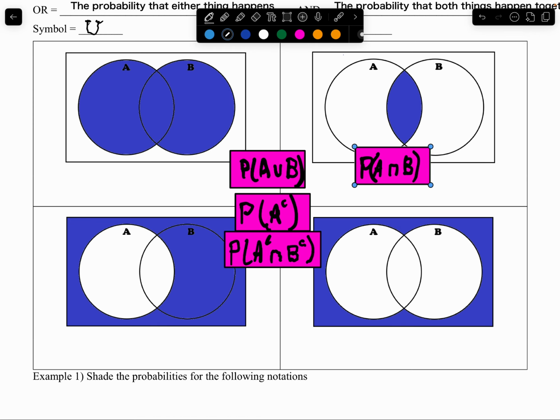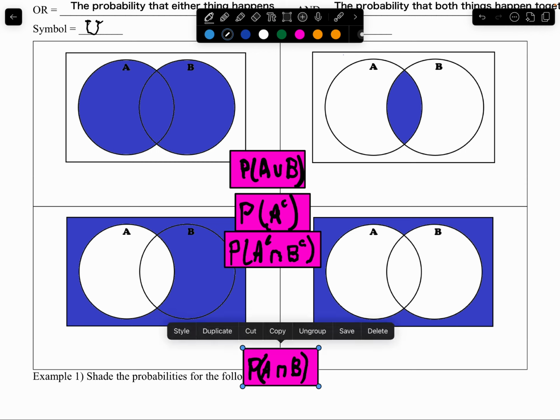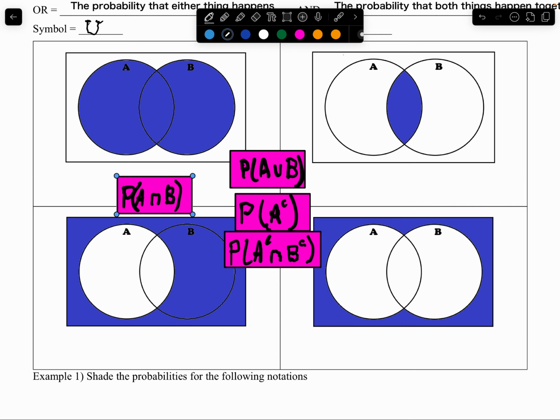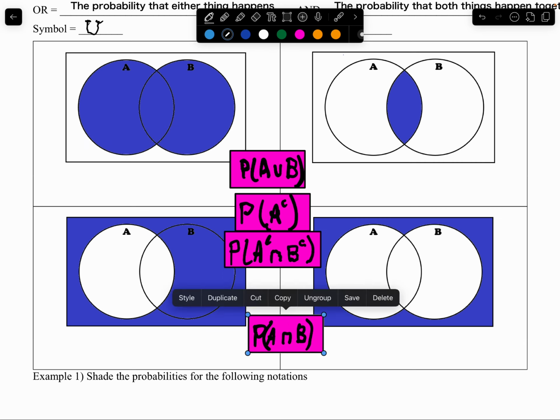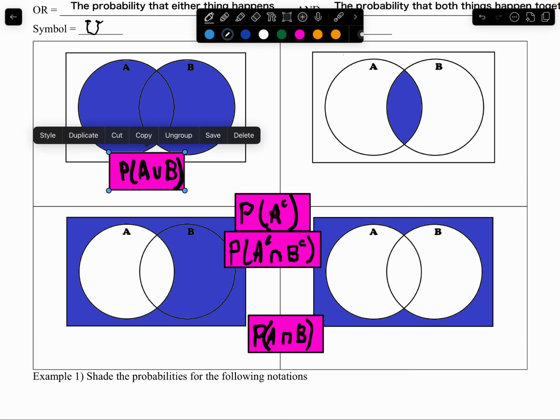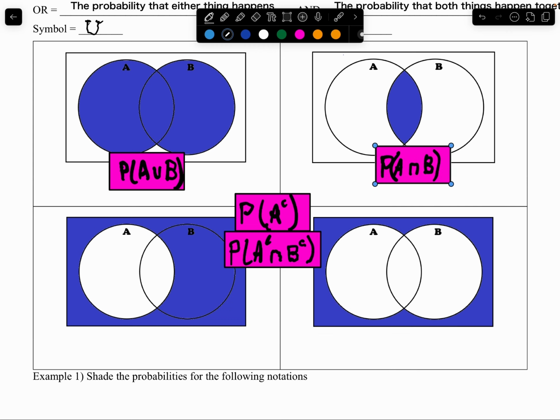Now, if we look at these 4 pictures, we should be able to match these boxes with one of the pictures. The first picture has both the A and B circles shaded in. Probability that both A and B happen? No. Probability that either A happens, all of A, or the probability that B happens. So this would be the correct one. You might have guessed this is where both A and B happen, in the middle, in the intersection.